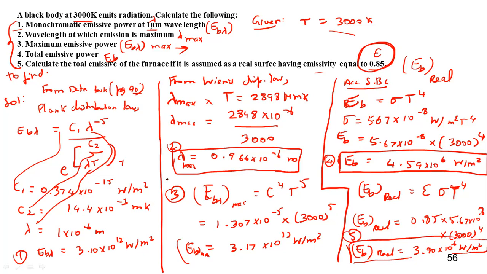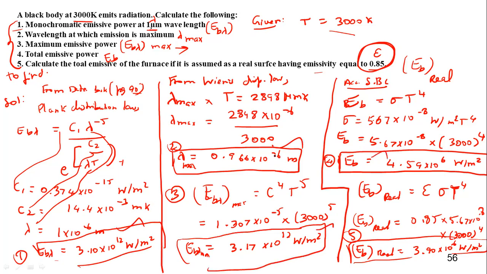Okay. In this problem, we found the first value, the second value, the third value, and the fourth value. Don't confuse the notations. E_b means the total emissive power, and E_bλ is the monochromatic emissive power. E_bλmax is the maximum emissive power. If you find it for the real surface, just mention it as real. Okay. So in the next class, we will see shape factors and radiation shield related problems.